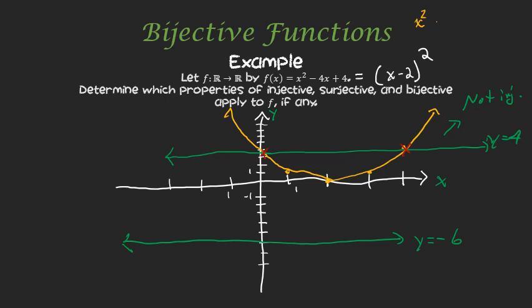At y equals -6, there are no values of x that spit out -6, right? (x minus 2) squared is the square of a real number, and so this is always greater than or equal to 0. So this function doesn't spit out any negative numbers. We can see that with the horizontal line test down here. There are no input values that are associated with the output value of -6.